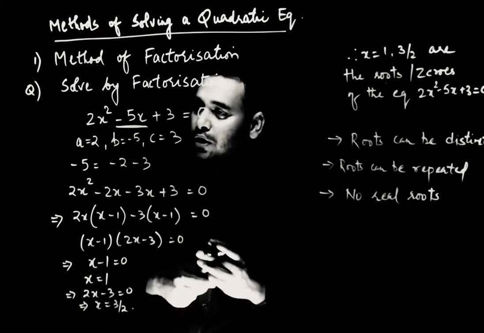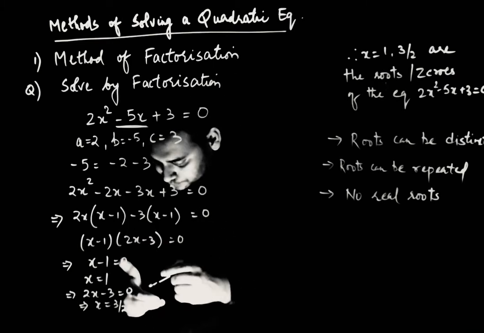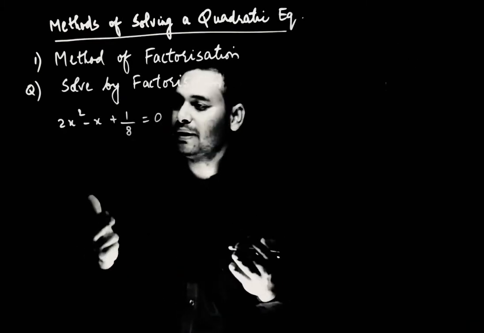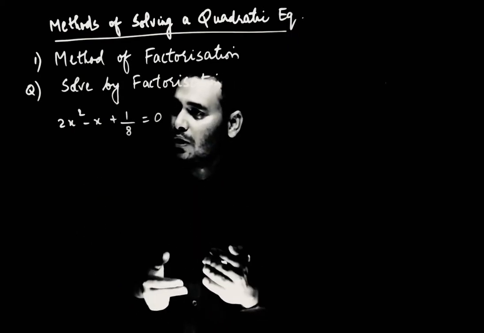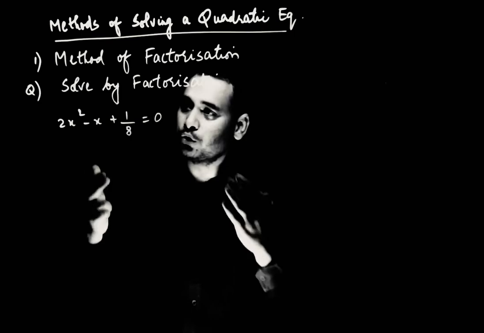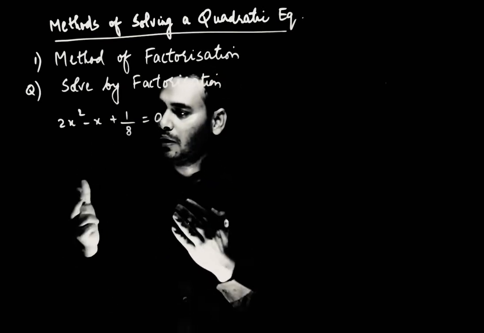One more question we are going to solve using this method. Our next question is 2x square minus x plus 1 upon 8 equal to 0. You have to find the roots or zeros of this quadratic equation using the method of factorization.